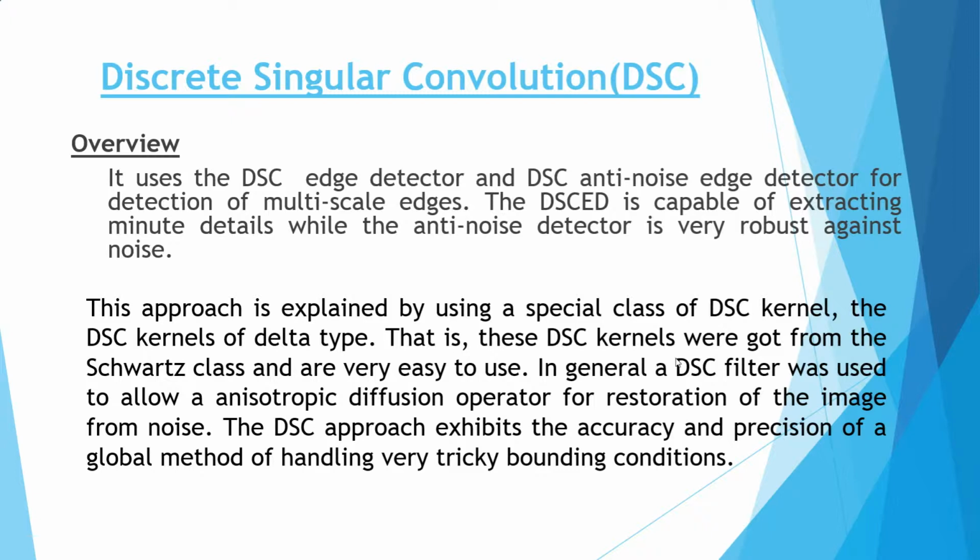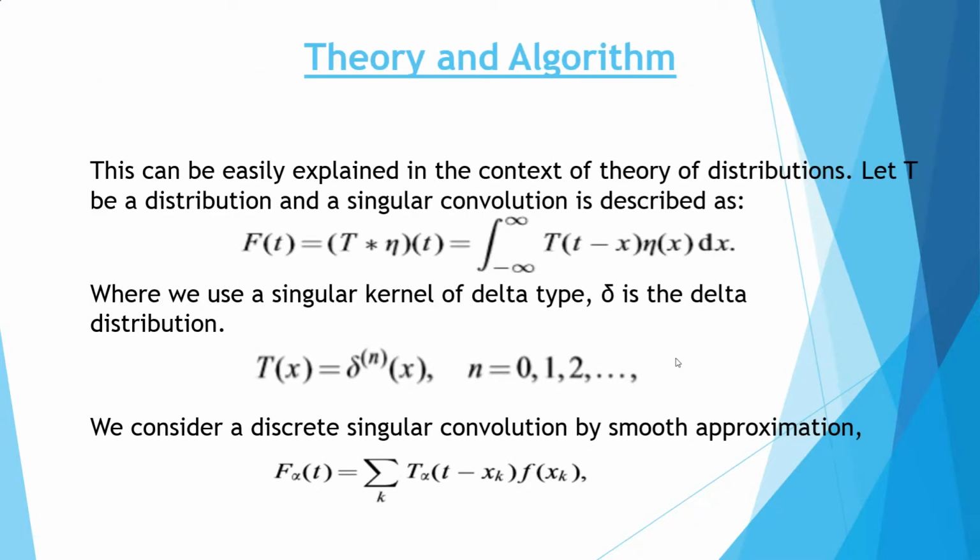This approach can be easily explained by using a special class of DSC kernels, the DSC kernels of delta type. These DSC kernels were obtained from the Schwartz class and are very easy to use. In general, a DSC filter was used to allow an anisotropic diffusion operator for restoration of the image from noise. The DSC approach exhibits the accuracy and precision of a global method for handling very tricky boundary conditions. The theory and algorithm behind it can be easily explained in the context of the theory of distributions.